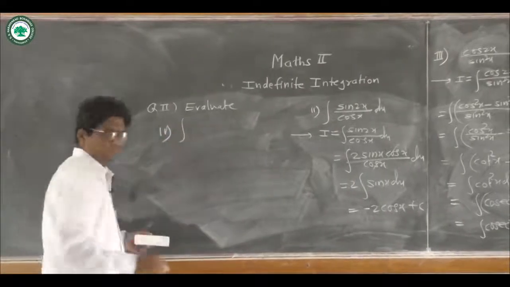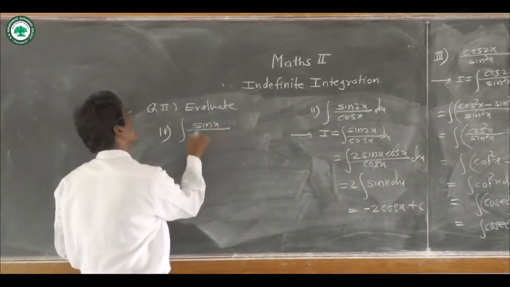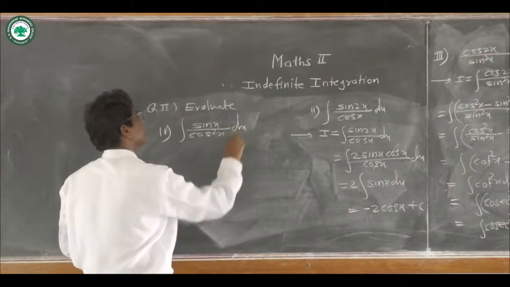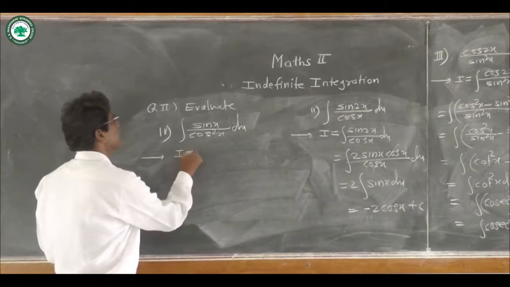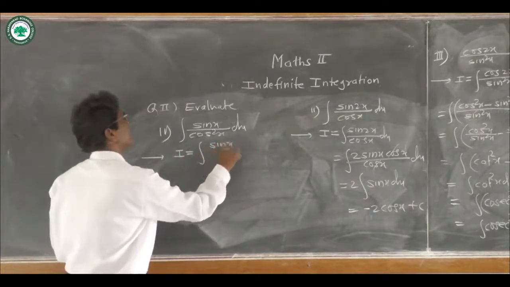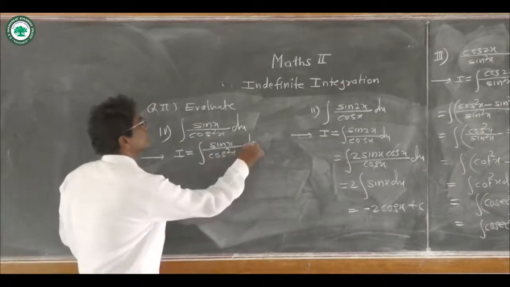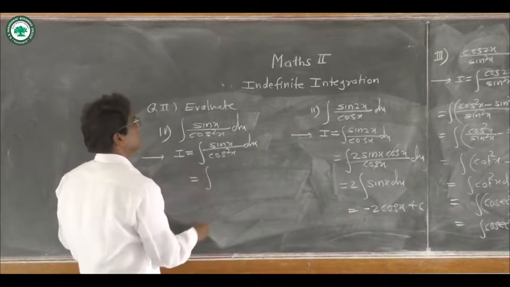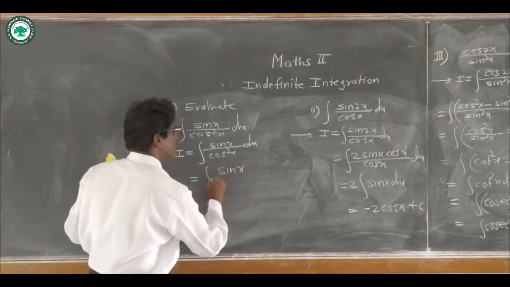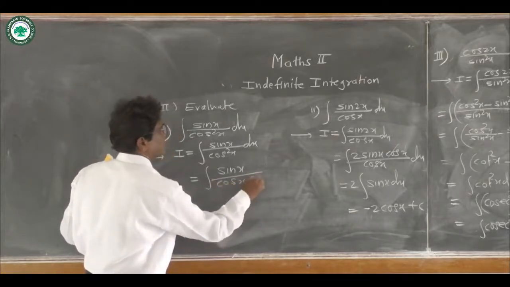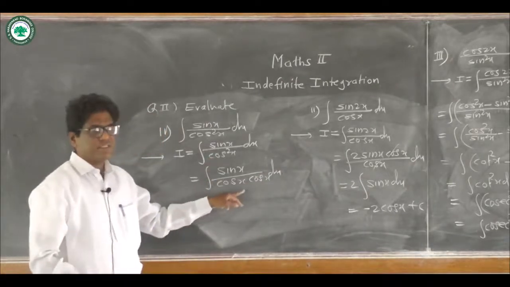Integration of sin x upon cos square x, integration of sin x upon cos square x dx. Now call this as I. Let I is equal to integration of sin x upon cos square x dx. So it is equal to integration of sin x upon, we write this cos square x as cos x into cos x, dx.